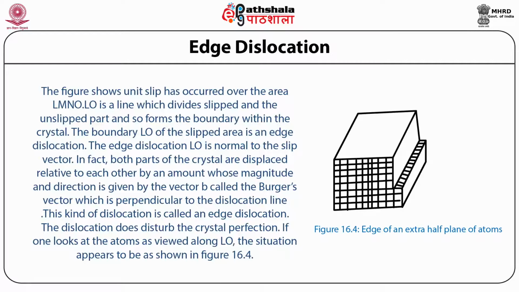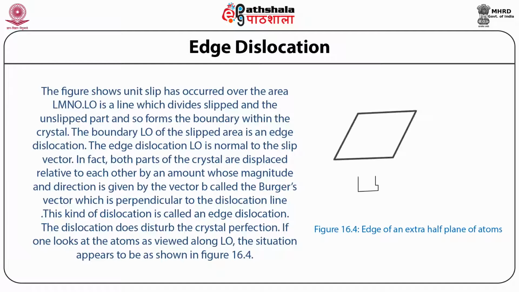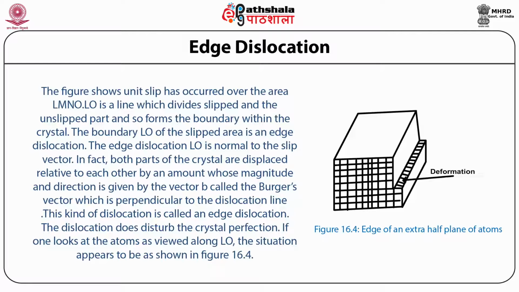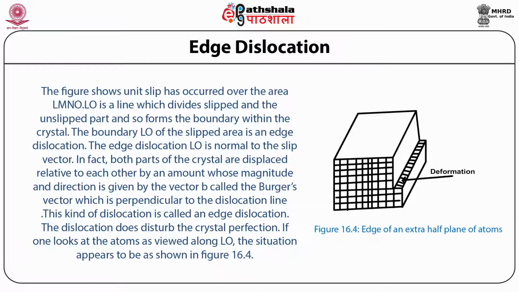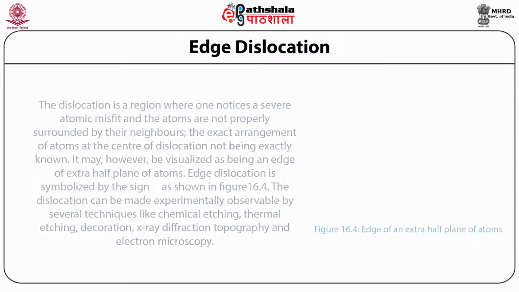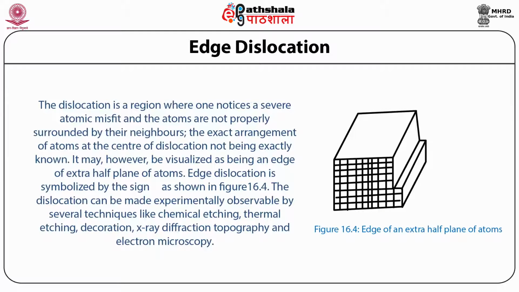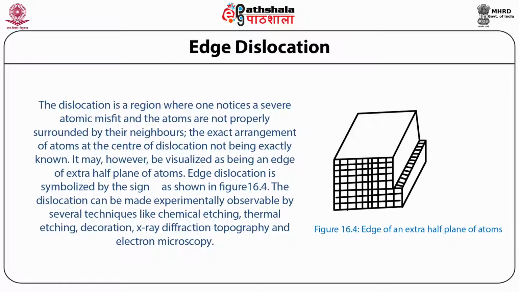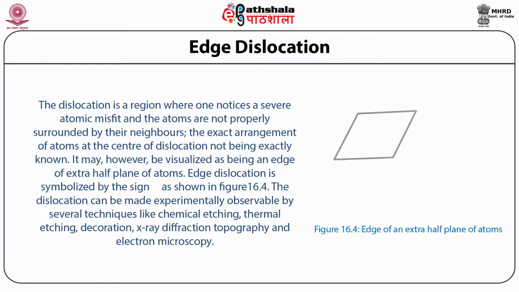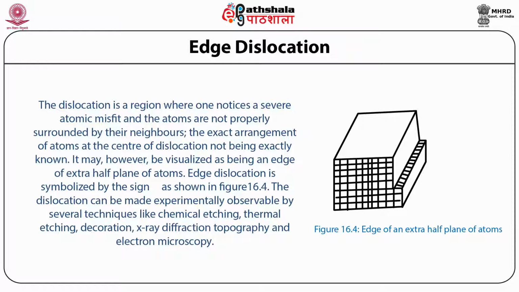This kind of dislocation is called an edge dislocation. The dislocation does disturb the crystal perfection. If one looks at the atoms as viewed along LO, the situation appears to be as shown in figure 16.4. The dislocation is a region where one notices a severe atomic misfit and the atoms are not properly surrounded by their neighbors. The exact arrangement of atoms at the center of the dislocation is not exactly known.